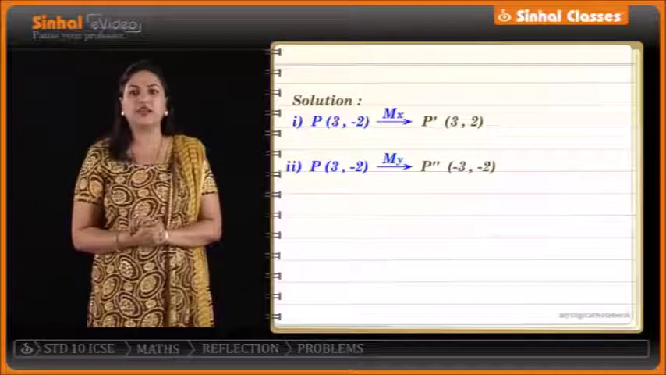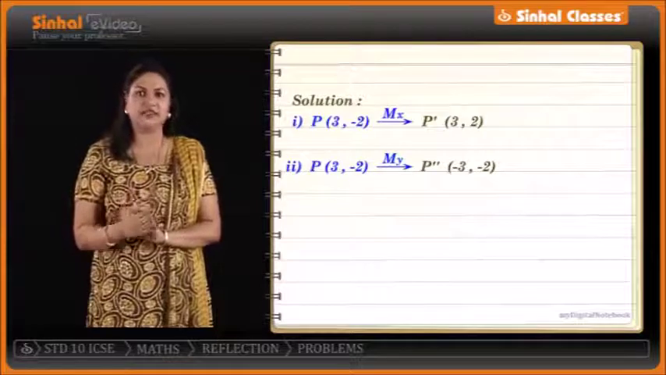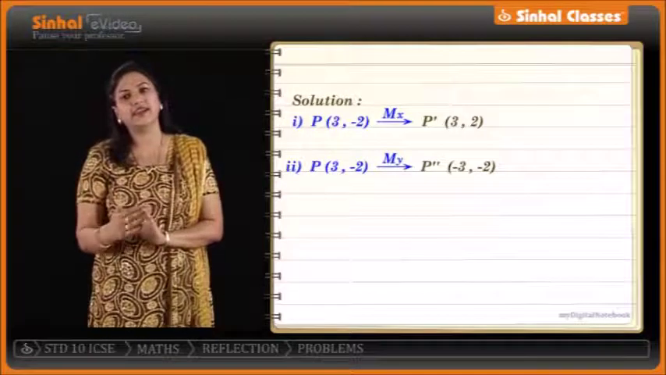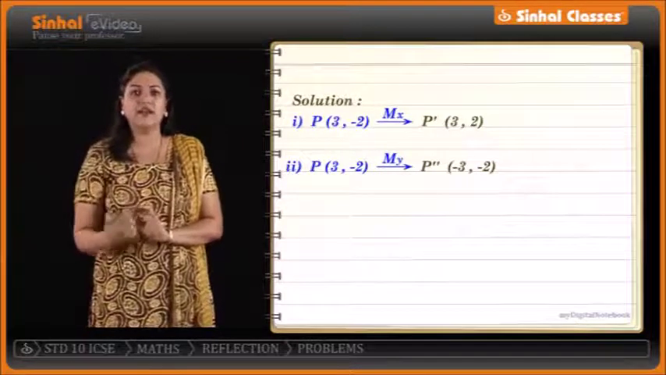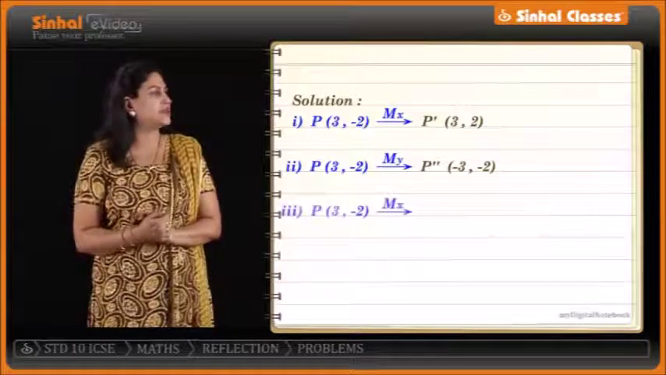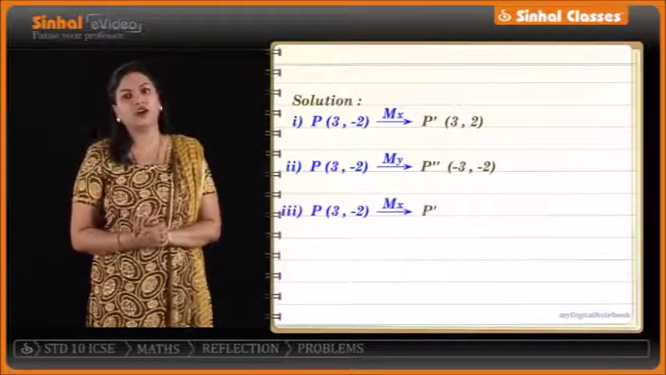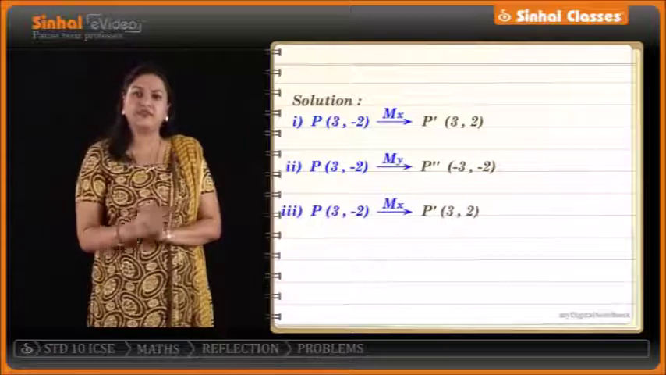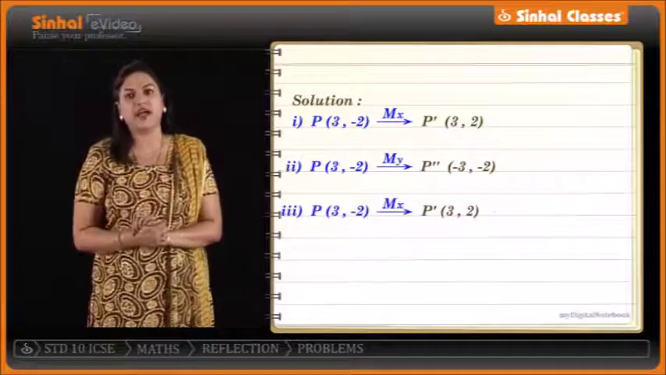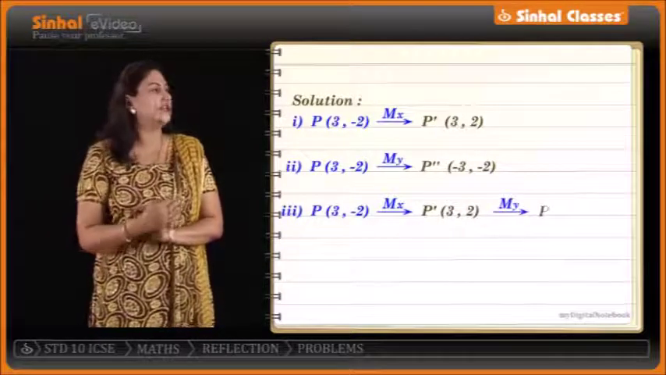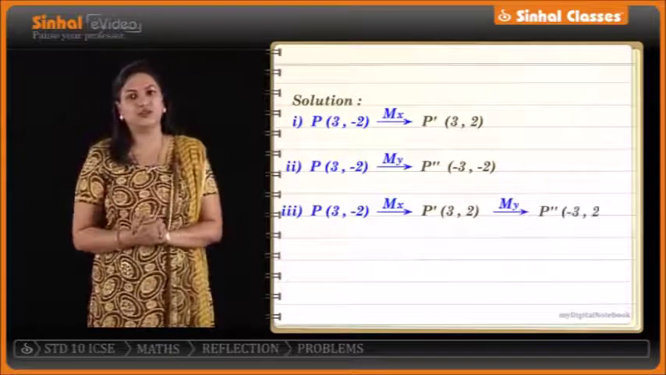Now this point P, we want to first reflect in the x-axis and then in the y-axis. Now when we reflect P in the x-axis, we get 3, 2. And then when we reflect this point in the y-axis, we will get minus 3, 2.